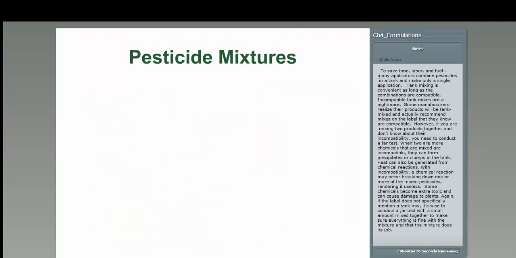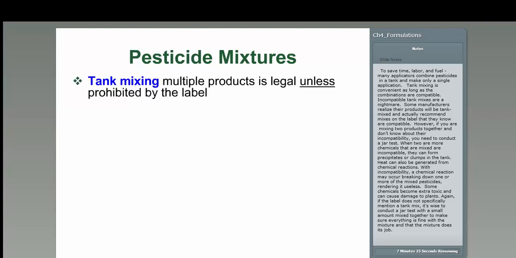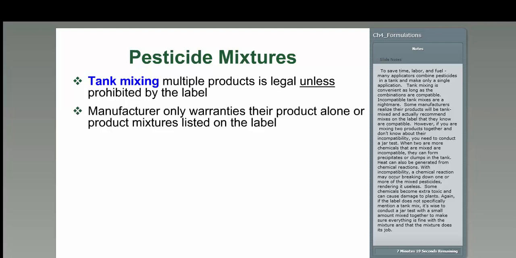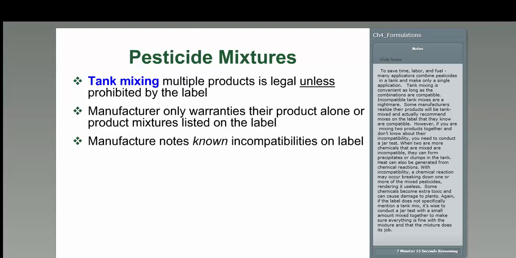To save time, labor, and fuel, many applicators combine pesticides in a tank and make only a single application. Tank mixing is convenient as long as the combinations are compatible. Incompatible tank mixes are a nightmare. Some manufacturers realize their products will be tank mixed and actually recommend mixes on the label that they know are compatible. However, if you are mixing two products together and don't know about their incompatibility, you need to conduct a jar test.